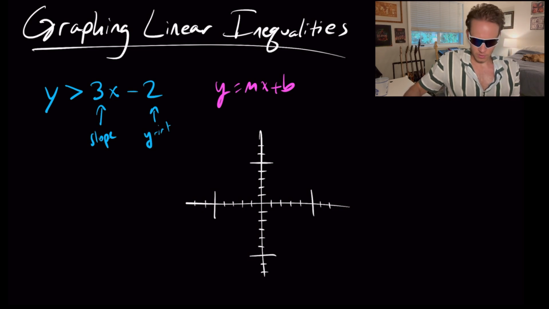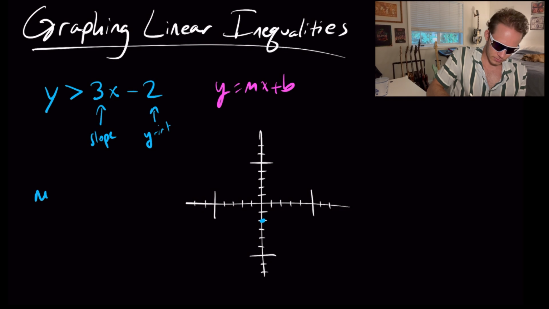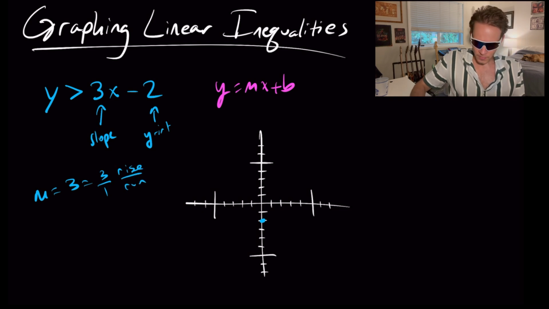So if you remember, we'll start with our y-intercept. I'll plot a point there at our y-intercept. And the slope is 3, so m is equal to 3. I could also write this as 3 over 1, so we can see it as rise over run. So here's my starting point, that y-intercept. I'm going to rise 3 and then run 1. So 1, 2, 3, and then run 1. Plot a point there. Again, 1, 2, 3, run 1, plot a point there.